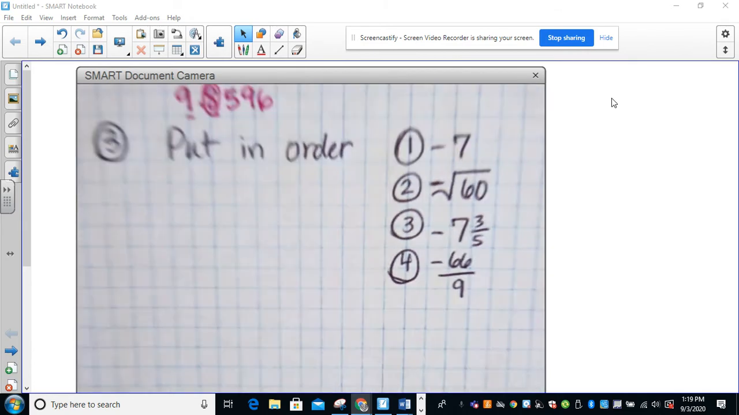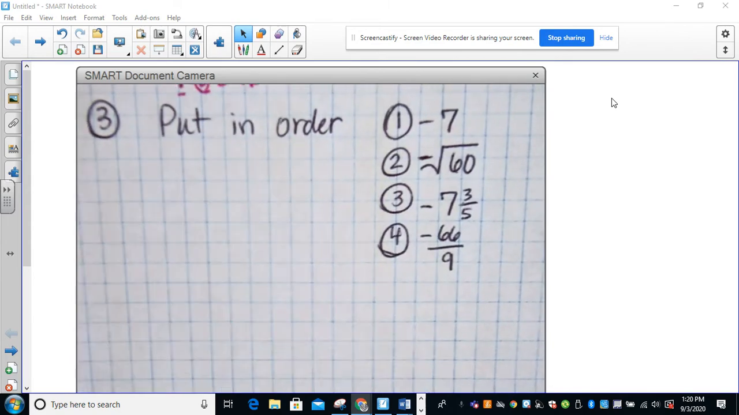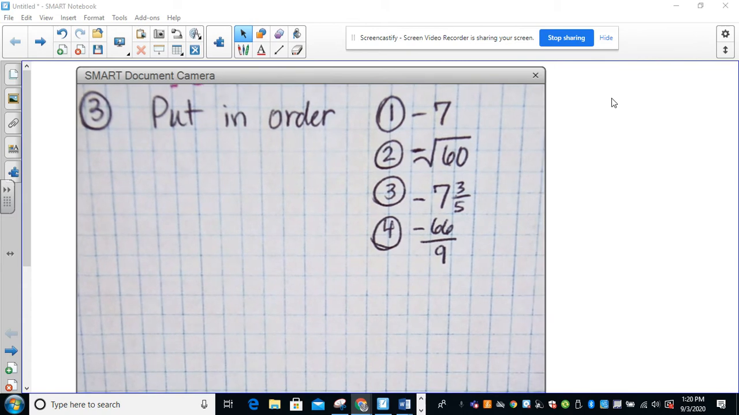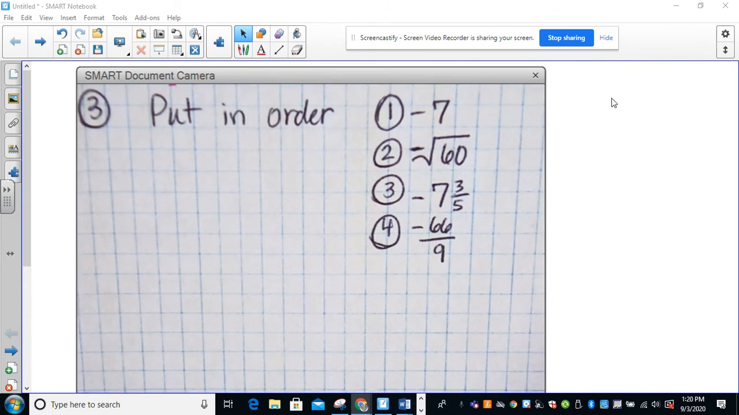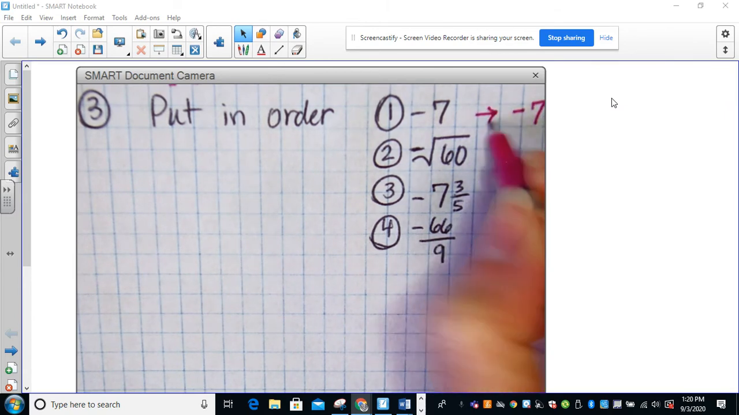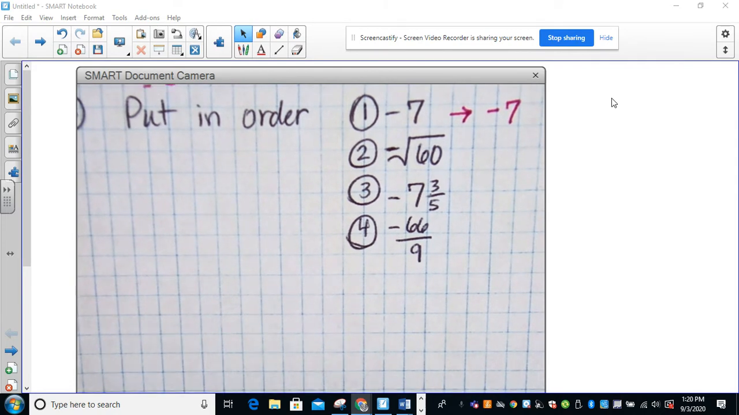So then we come to this. And this is kind of like what you would see on a standardized test. 4 numbers. Some of them are squares, some of them are integers, some of them are fractions, mixed numbers, whatever, and you're trying to put them in order least to greatest, and they're numbered 1, 2, 3, and 4. So we're going to kind of estimate these values, what we can. This one is obviously still -7. You don't have to do anything with that one.